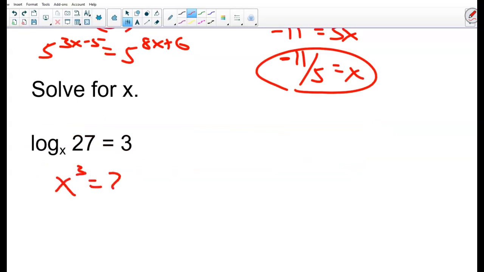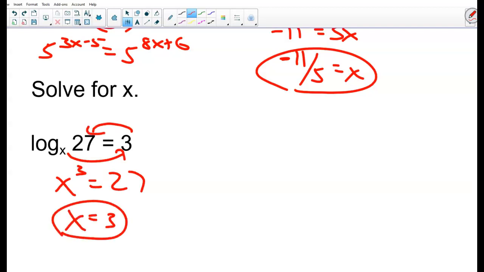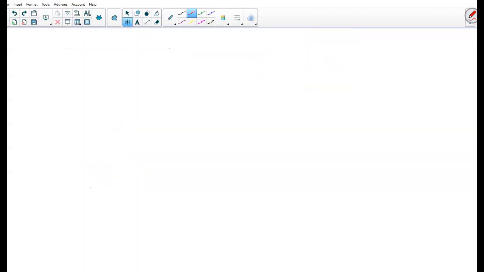X cubed equals 27. X raised to this gives me this. So my x is 3. I believe that is it.